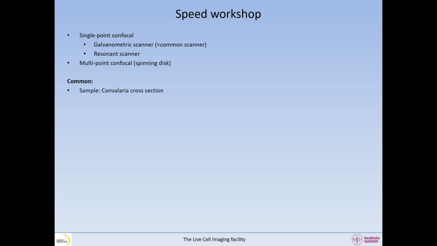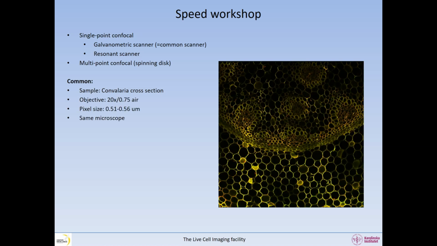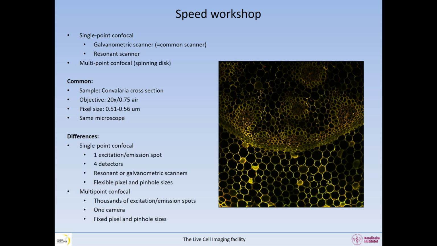The things that will be common in the three modes is the sample. So this is a convallaria cross-section. It's an autofluorescent piece of plant. We will always have the same objective. It's a 20x air NA 0.75 objective. And we have done our best to keep the pixel size constant, so we have about 0.5 micron per pixel. And we have the same microscope. I will show it to you.